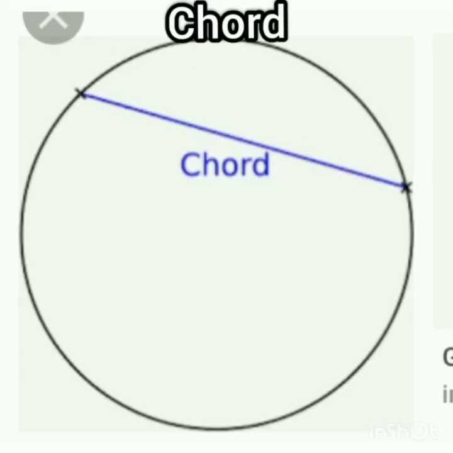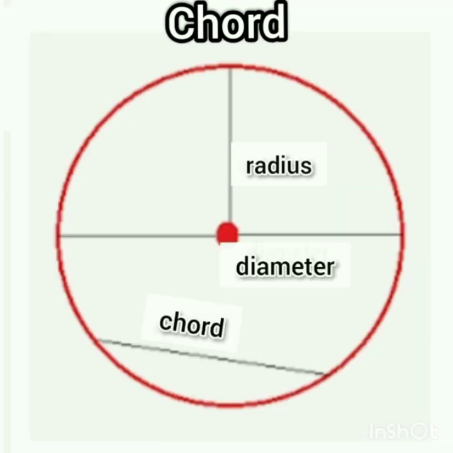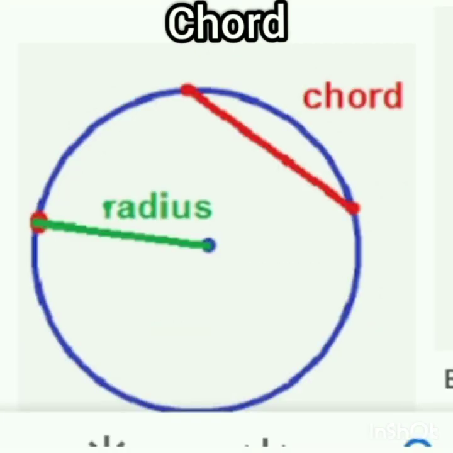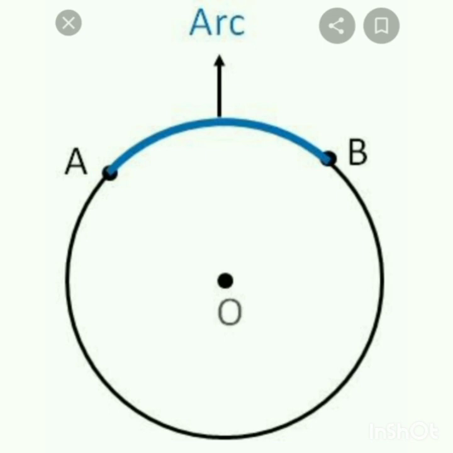Next is the chord of a circle. The chord is defined as a line segment joining any 2 points on the circle. The diameter is the longest chord of a circle. The radius is not a chord since the two endpoints of the radius are not on the circle. The portion between any 2 points on the circle is called an arc of the circle. In this picture, the portion AB is an arc of this circle.